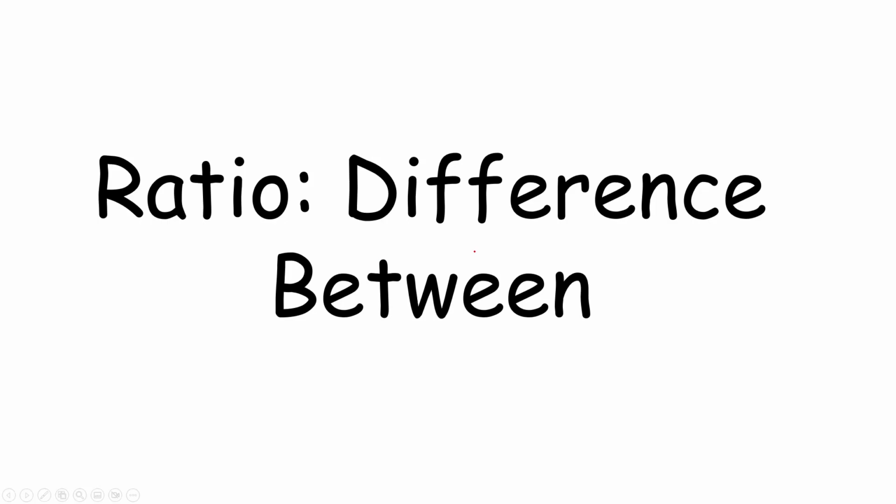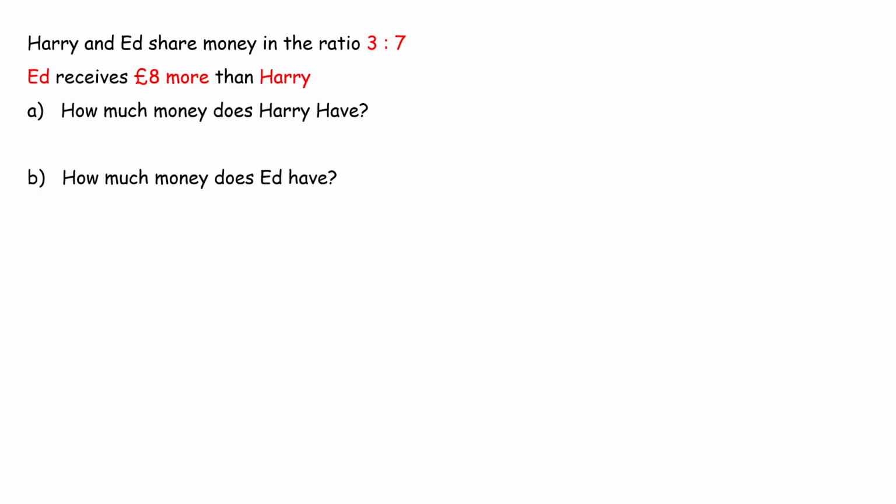Okay, so we're now on to ratio, looking at when you've got a difference between two ratios. So let's get into it. The question says this: Harry and Ed share money in a ratio of 3 to 7, and Ed receives £8 more than Harry. Part A says, how much money does Harry receive?